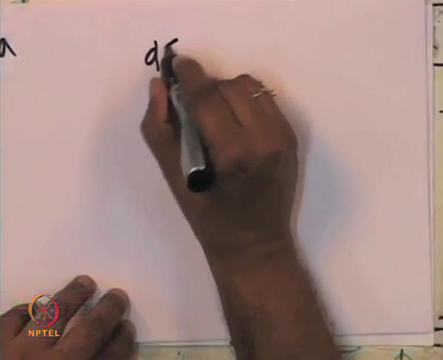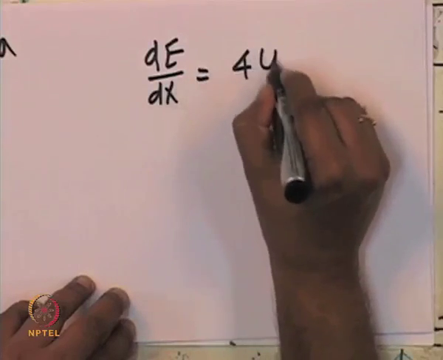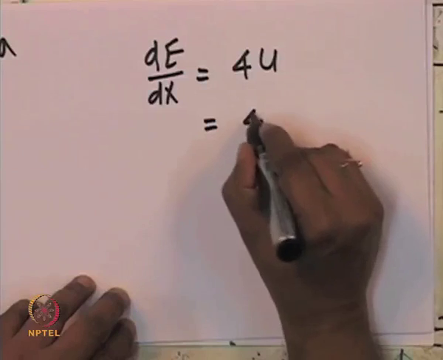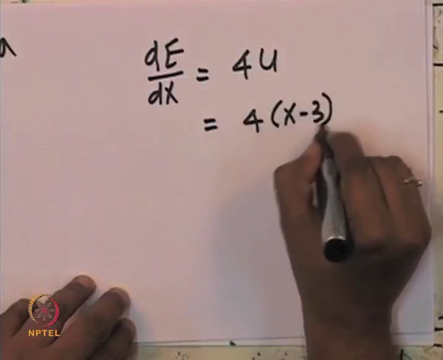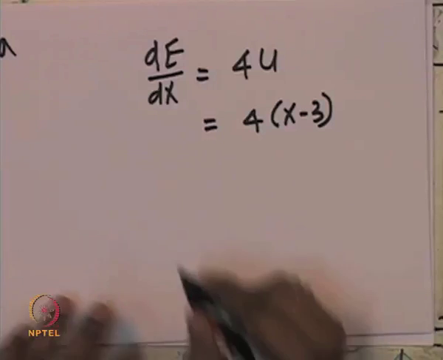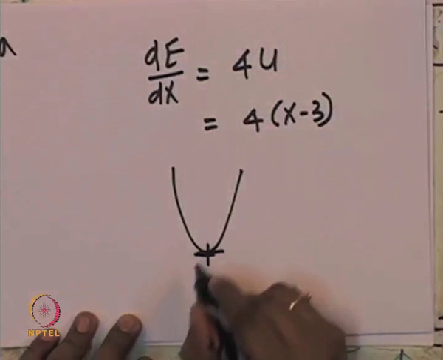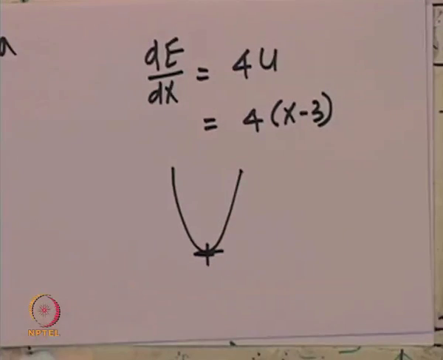Now, let us rewrite this. What is 4u? The answer is dE by dx is 4 times u, and we knew that u is x minus 3. So, 4 into x minus 3. This is the derivative. And we learned that whenever you have a minimum, we want to find out this point where it is minimum, and we learned that at this particular point the derivative has to be 0.